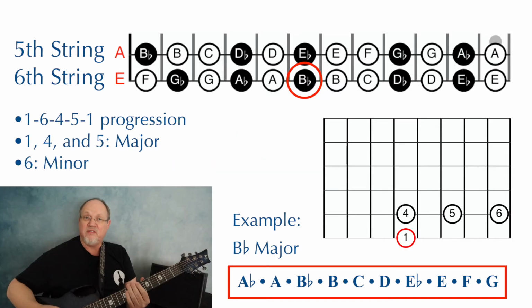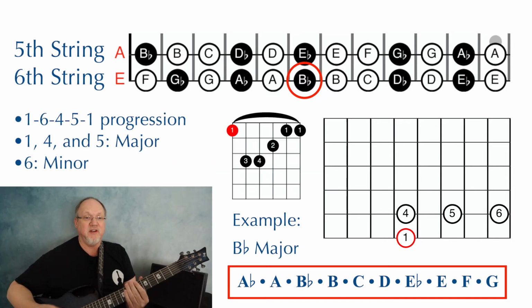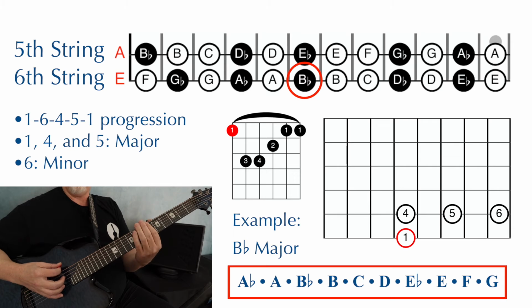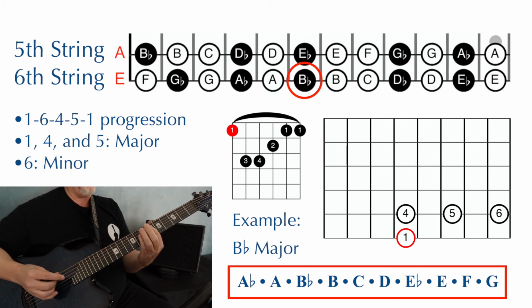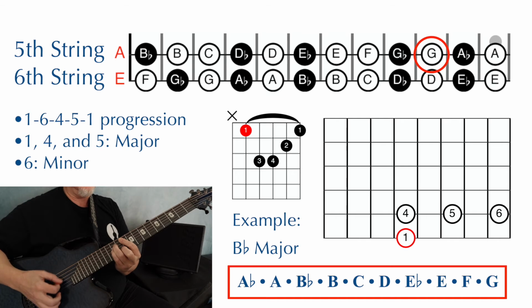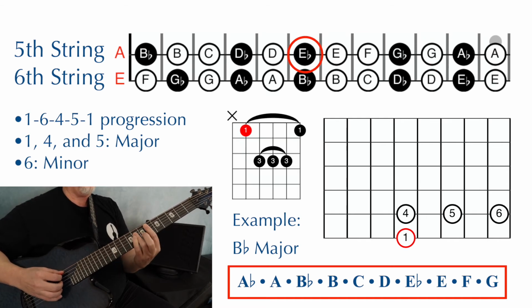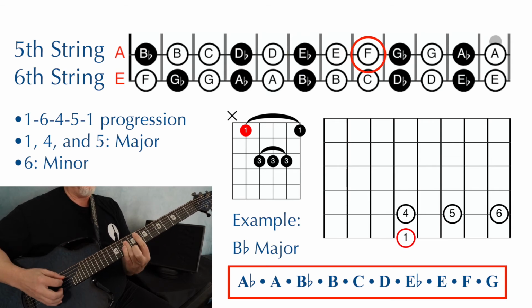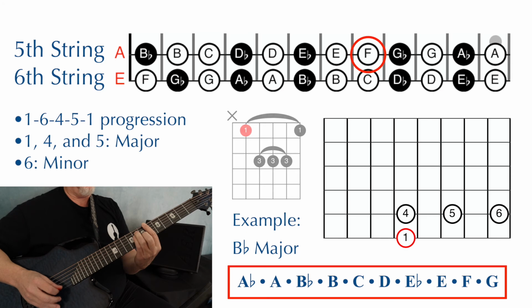And then play a 1-6-4-5-1 progression, starting with the 1 chord on the 6th string. So that would be B flat, of course, and that would be major because your 1 chord is major. Your 6, which would be G minor. Your 4 is major, E flat major. Your 5, or your dominant, is major as well. It'll be F major, and then 1.